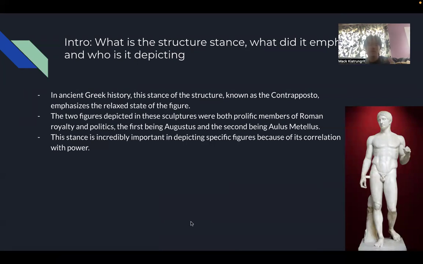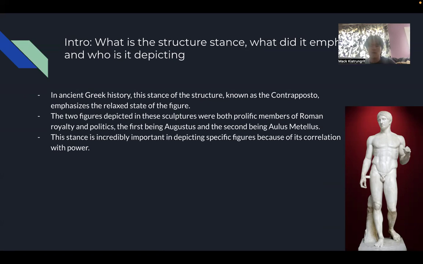And the two figures that I'm going to talk about today in my project were prolific members of Roman royalty and politics. The first was Augustus, and the second was Aulus Metellus. For those who aren't familiar, Augustus was the first emperor of the Roman Empire, and his statue was made after their victory over the Parthians and just to celebrate his rule as a prolific leader.